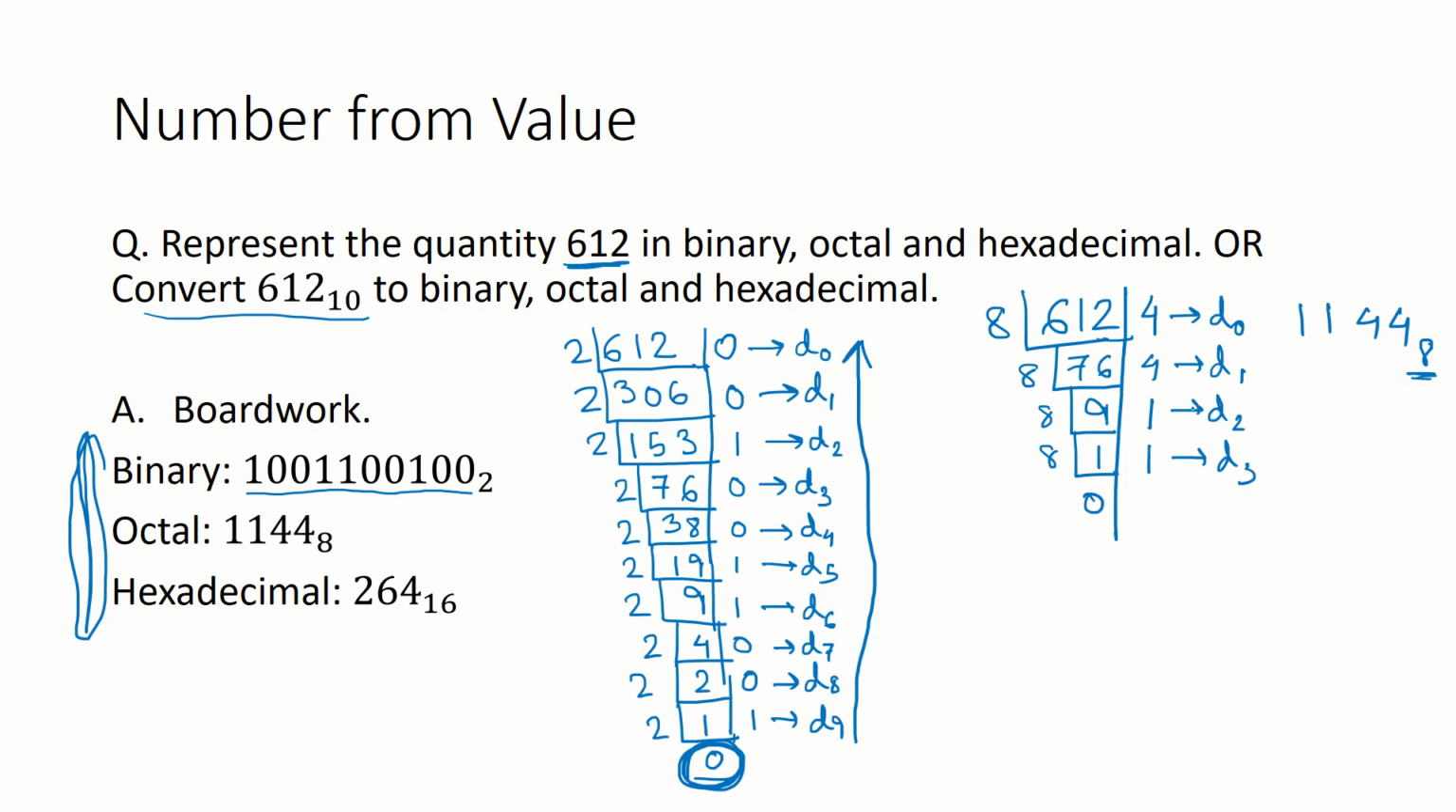So, the mentioning of the suffix is important, otherwise we do not know in which number system your number is represented. So, this is very important. If you do not write it, you do not mention it, some marks will be deducted. So, this is to ensure strictness about your discipline of mentioning the suffix, mentioning the number system.